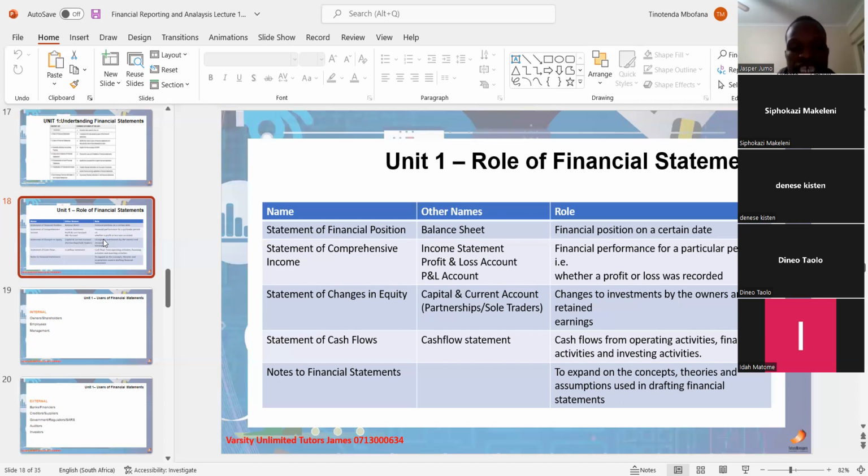So the first statement is the statement of financial position. Now, there are templates in your study module. We'll go through them one by one into deeper detail, starting from next week, right?